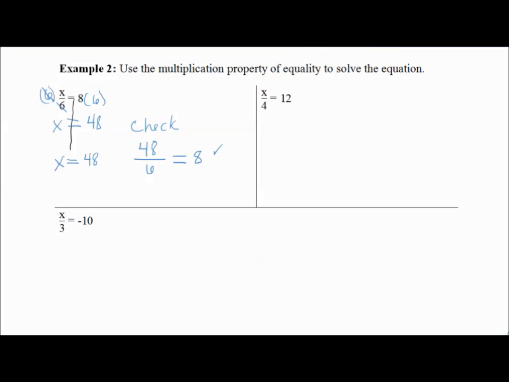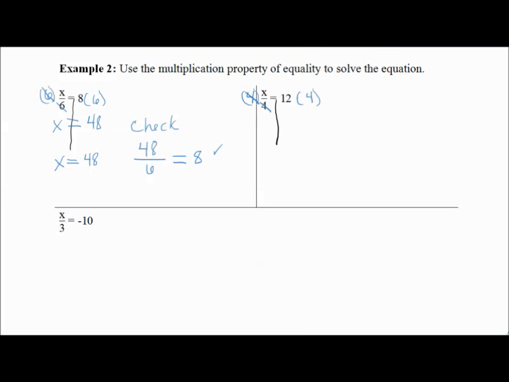Same thing on my next one. I have the variable x divided by 4 equals 12. Start the same way. Going to use my little line to divide my equation into two separate parts. Now my goal once again is to isolate my variable. So that means I need to get rid of this 4 in the denominator. Once again, the way I do that, I want to do the opposite of division. The opposite of division is to multiply. So if I'm trying to get rid of the 4 in the denominator, it means I need to multiply both sides by 4.